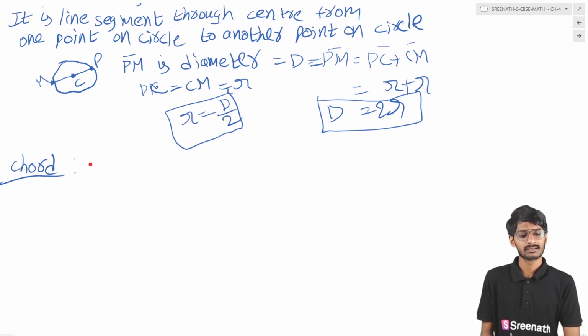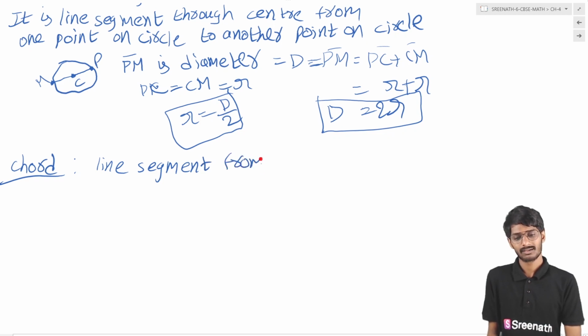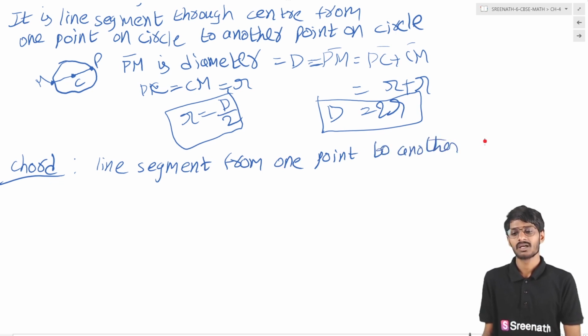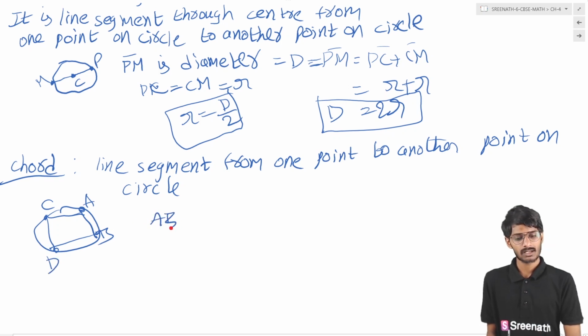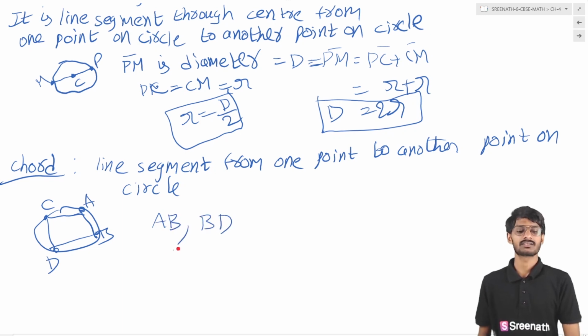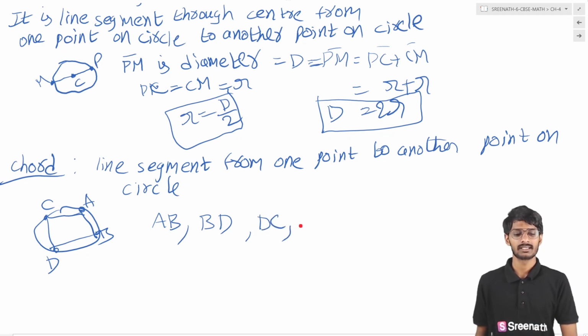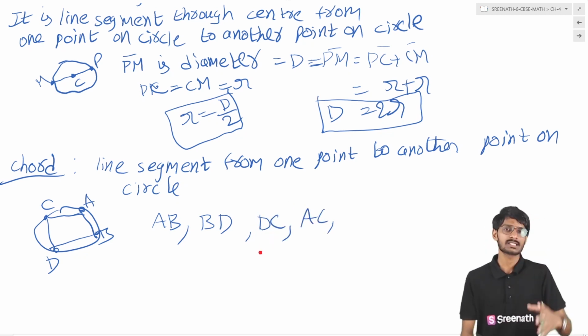A chord is also a line segment from one point to another point on the circle. Suppose this is a circle, it is having points like that. So this is a chord, this is a chord. Suppose A, B, C, D. So what are the chords? AB is a chord, AB is a chord, students. Next thing, BD is also a chord, students, and DC is also a chord, and AC is also a chord, students. And one more thing is, what is the largest chord?